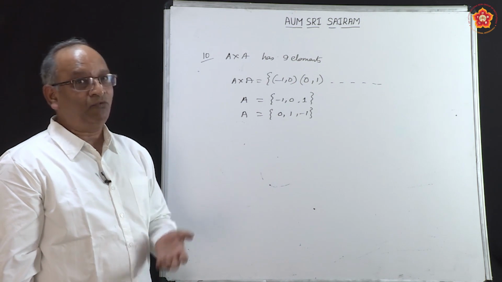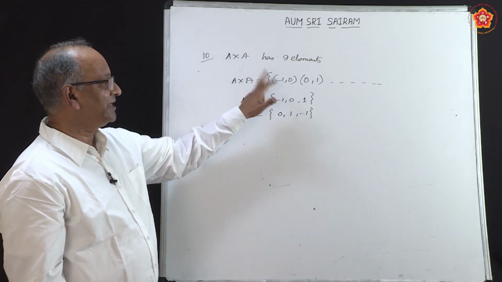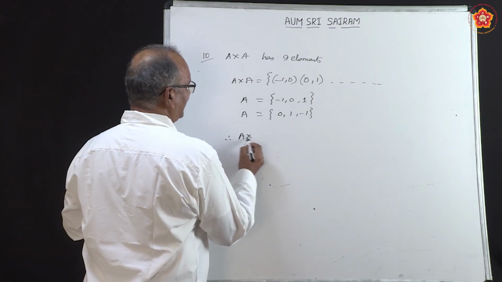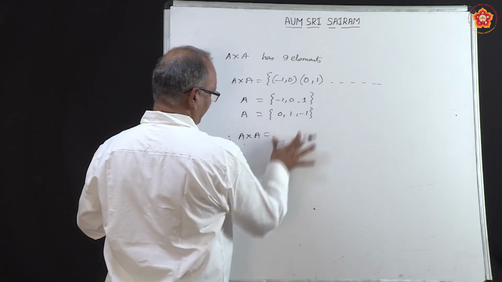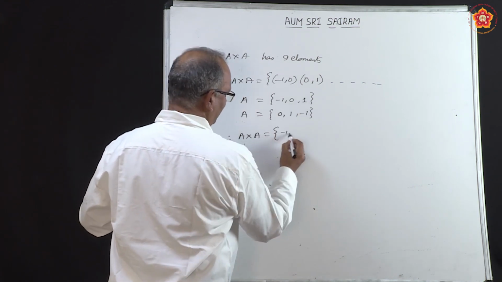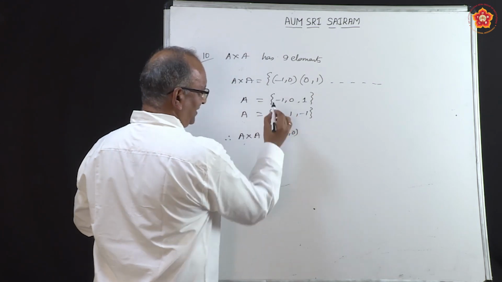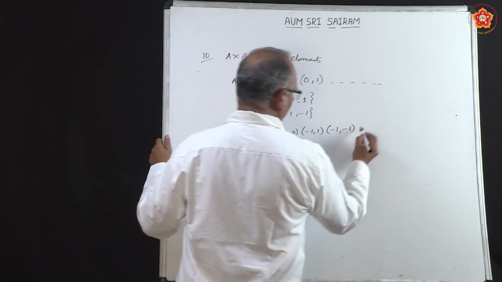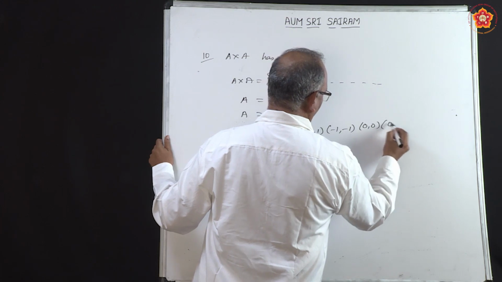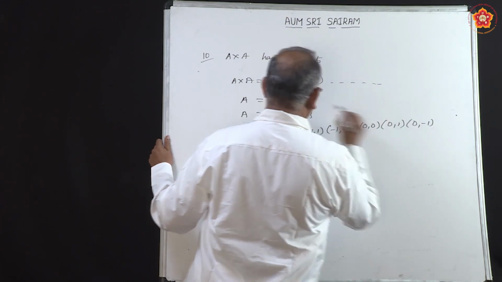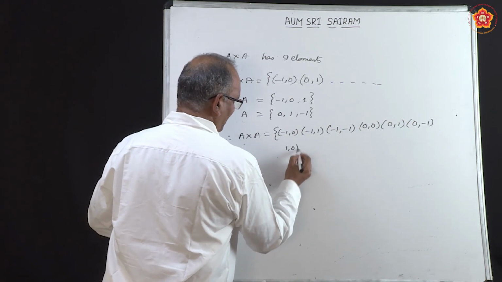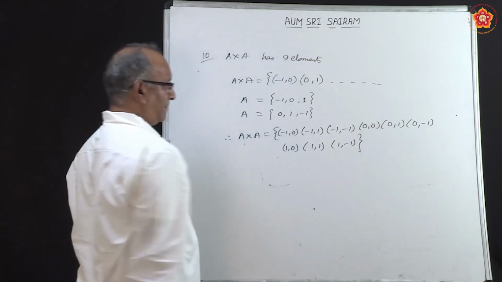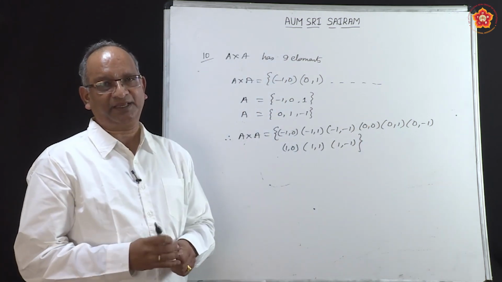Now he is asking what the remaining elements are which he has not mentioned. He has mentioned only 2. He is asking what are not mentioned. So, we can say A cross A is equal to: simply multiply minus 1 with each element: (minus 1, 0), (minus 1, 1), (minus 1, minus 1). Similarly with 0: (0, 0), (0, 1), (0, minus 1). Similarly with 1: (1, 1), (1, 0) and (1, minus 1). This is A cross A.